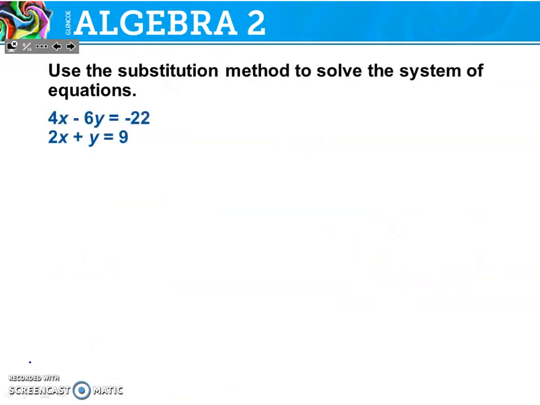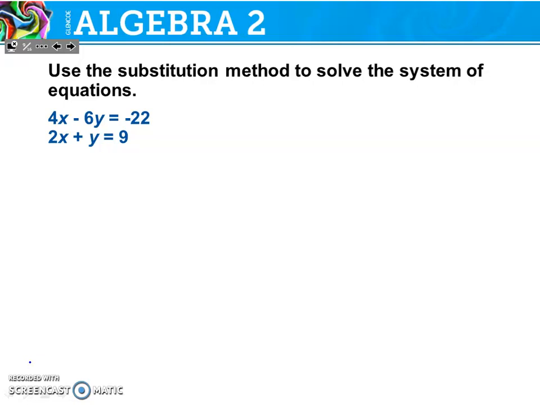Next slide here, we've got 4x minus 6y equals negative 22, and 2x plus y equals 9. Okay? I want you guys first to pause your video and go ahead and try to do this one. If you want to unpause it, maybe check which variable I solved for. I think there's a pretty obvious variable that we should solve for in this situation.